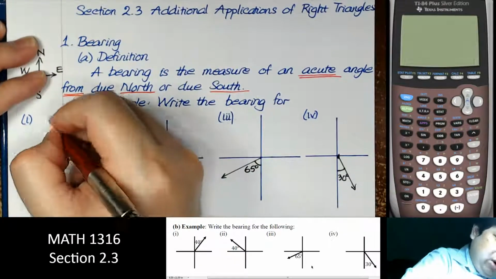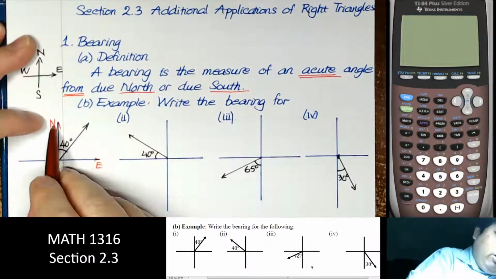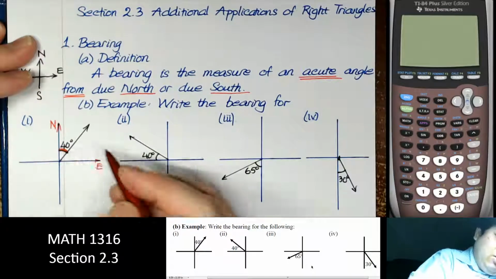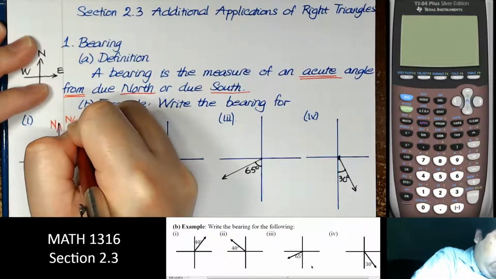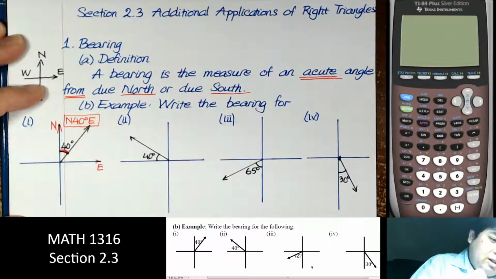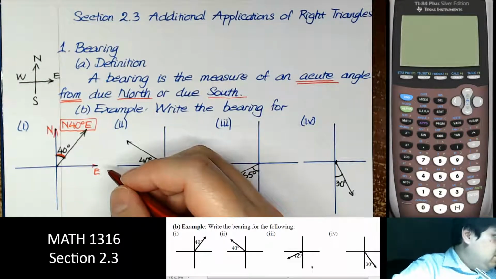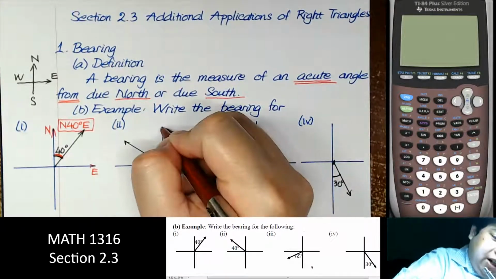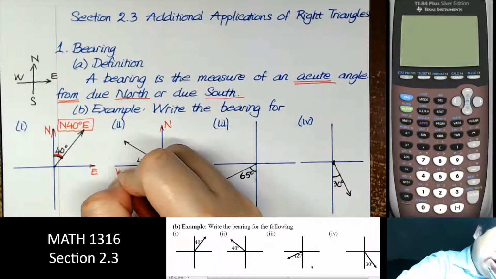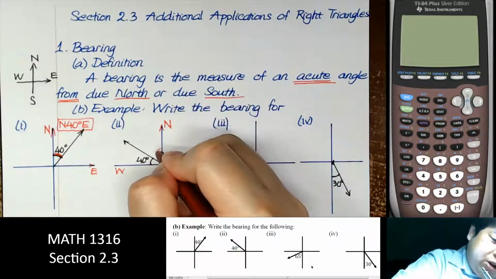In this case, we start with the north, and then go in the east direction, and the angle from north is 40 degrees. So the bearing for this angle, we say, is north 40 degrees east. So that is the bearing. And in this case, we start with north, and we go to the west because it's on the left, and the angle has to start from north. So we're talking about this angle.